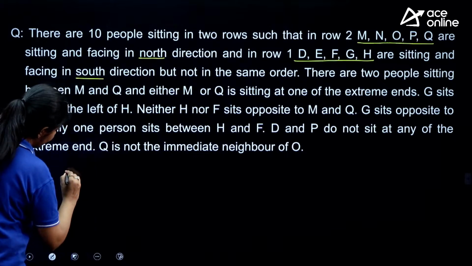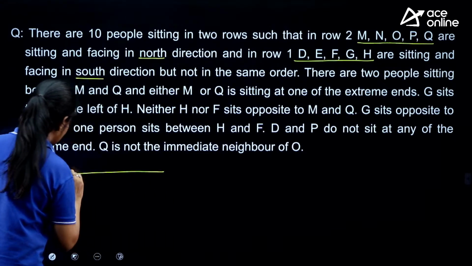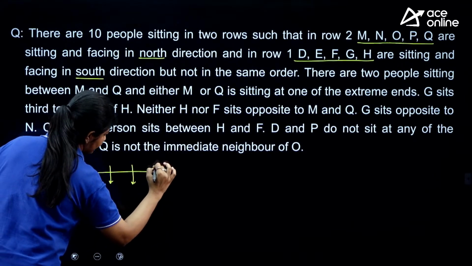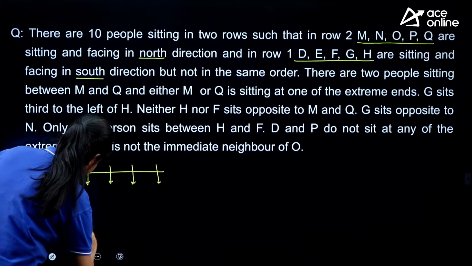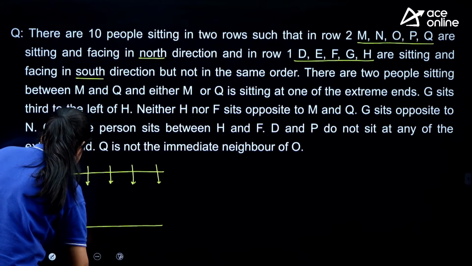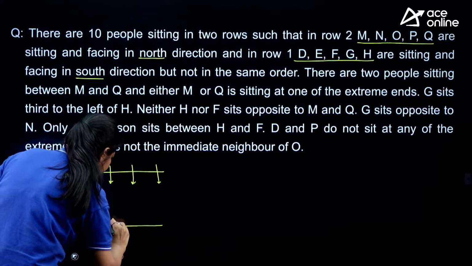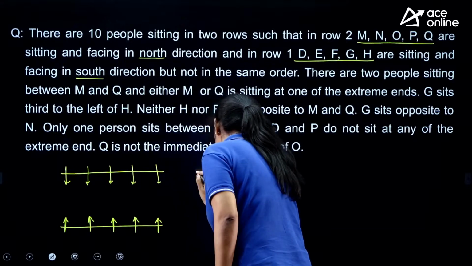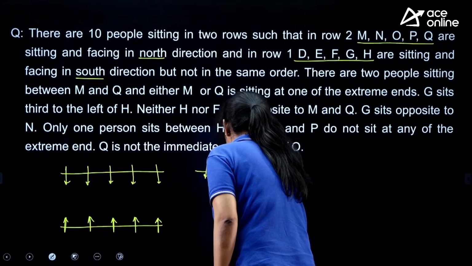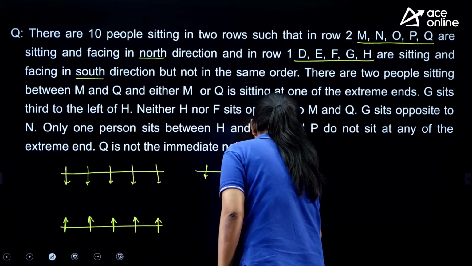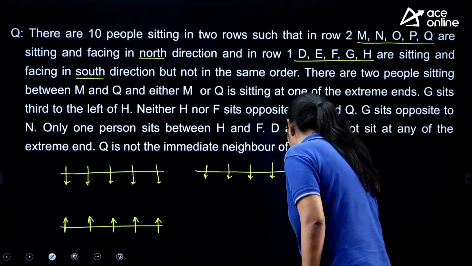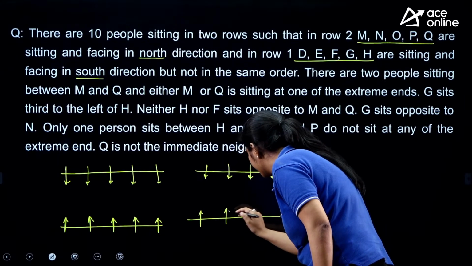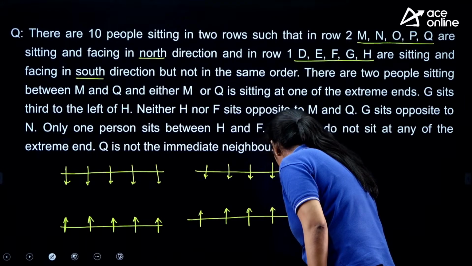I will just draw the rough diagram so that we can quickly draw the arrangement. If you are done with the arrangement, then please let me know in the comment section so that we can move further towards the question.